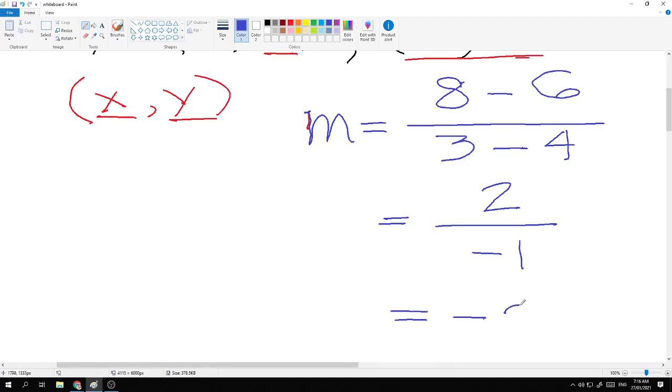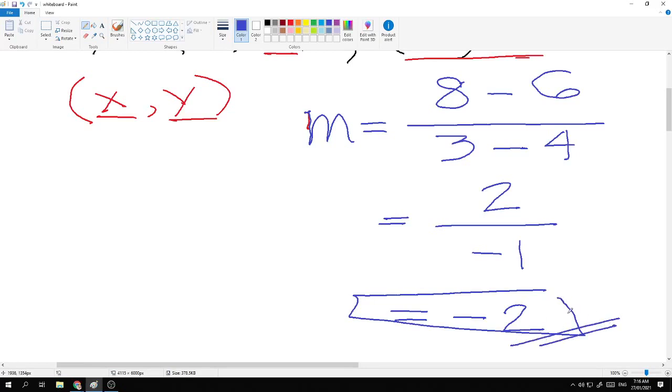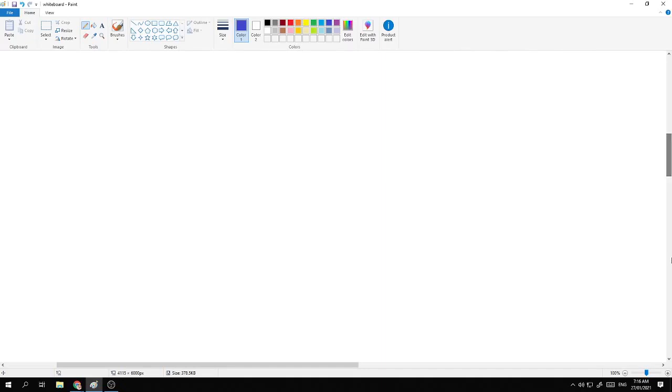Negative 2 over 1, or simply negative 2. Oh, that's your answer now. Okay? That's how you make use of the formula for the slope. Now, let's have another example. Example number 2.